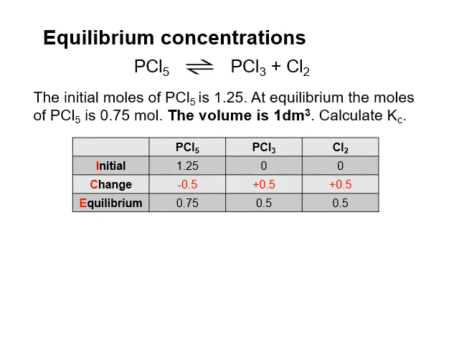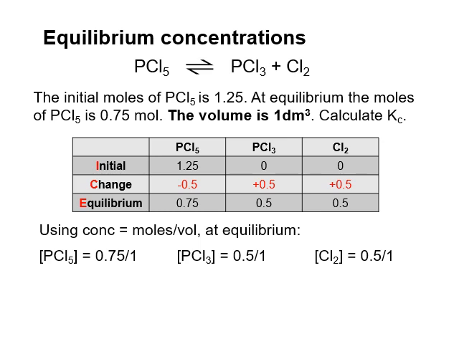I can now go about working out my Kc. So I'm going to need to use concentration as moles divided by volume for each. So for PCl5, it's 0.75 over 1, PCl3, 0.5 over 1, Cl2, 0.5 over 1. Now, I know that it's 1, so it seems a little bit pointless, but you must remember that you always divide by the volume to get the concentration. One of the most common mistakes in these calculations is to just plug in the number of moles and forget that the volume is there. So you must remember to convert to concentration before you plug the numbers in.